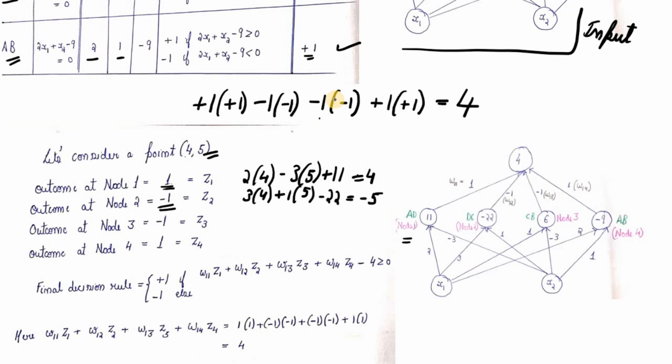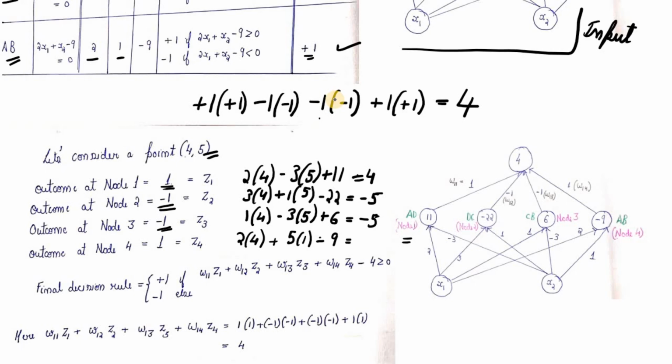Likewise, for node 3, we have W1 and W2 as 1 and minus 3. We take 1 into 4 minus 3 into 5, and the value of bias is 6. So if I calculate it, I get minus 5 again, which is again less than 0. Hence the value of Z3 is minus 1. And the outcome at node 4 is going to be twice of 4 plus 5 times 1 minus 9.